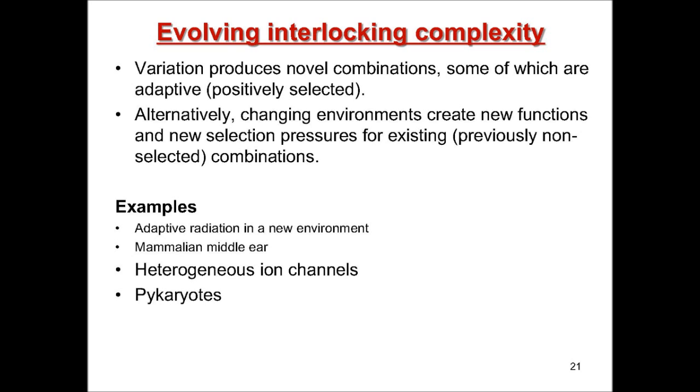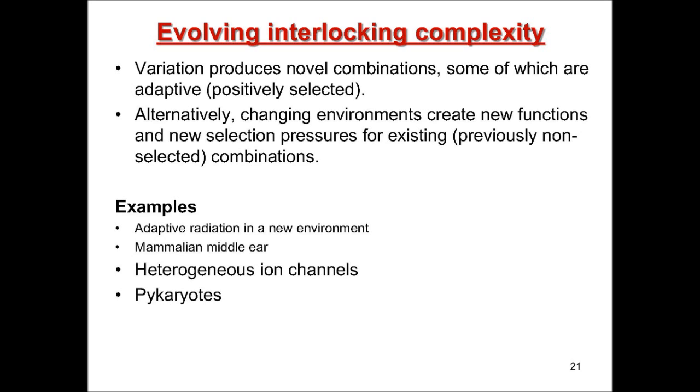I study ion channels, and I can tell you about some specific examples. There are what are called homogeneous ion channels, where one gene makes one protein, and 5 or 6 copies of that protein make a functional ion channel. But there are other ion channels which require 3 or 4 genes making 3 or 4 different proteins, all of which have to be in place for the ion channel to work. So that's an example of interlocking complexity. But we have really good evidence that they evolved via gene duplication and mutation from homogeneous ion channels.